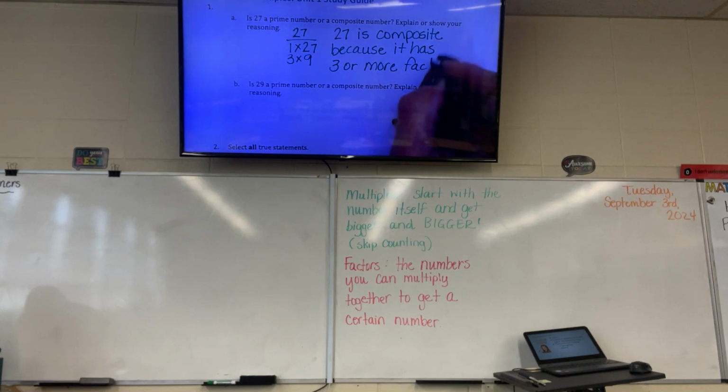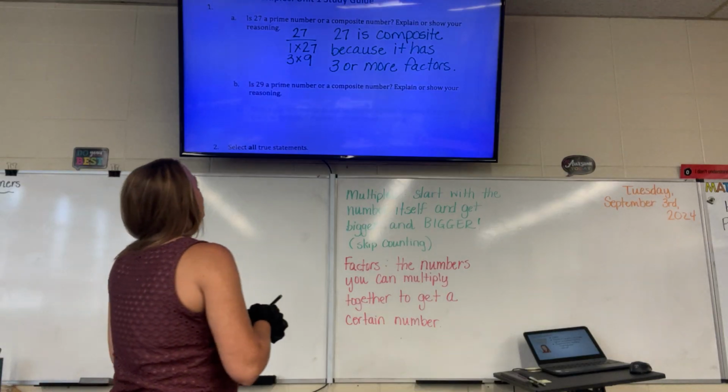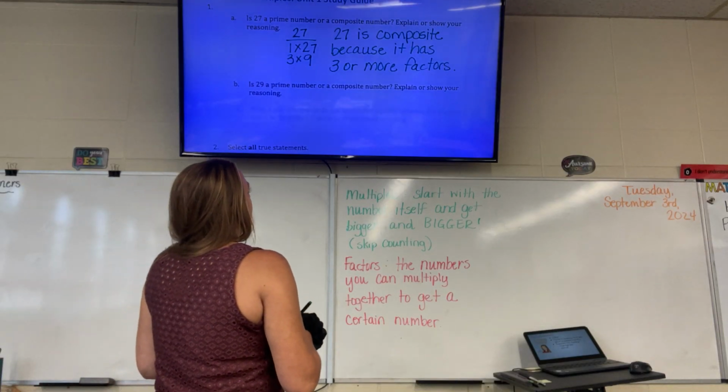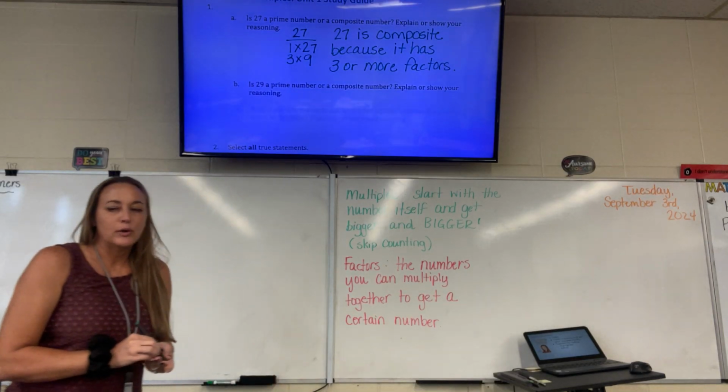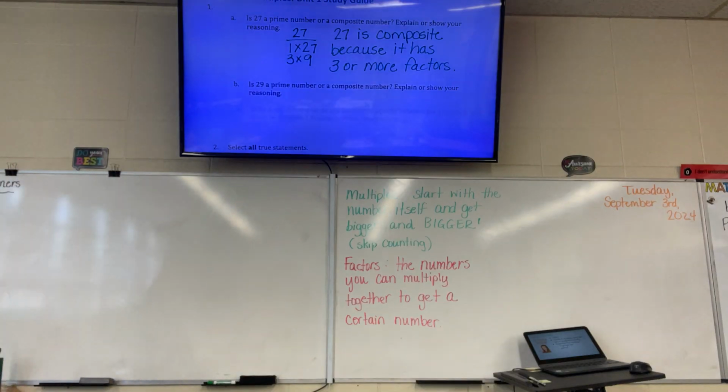There's not a lot of writing on this, but you do have to keep up so you won't get behind. 27 is composite because it has 3 or more factors. Start copying. Everything I write, you write.